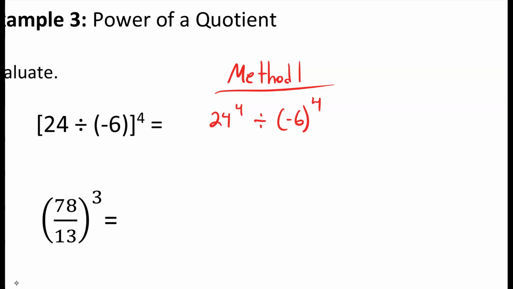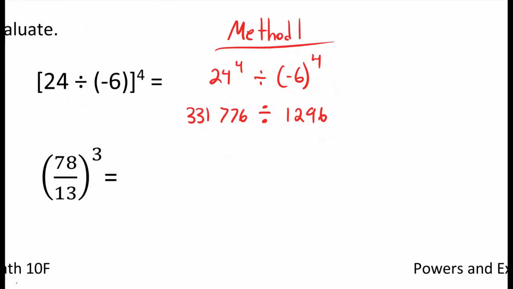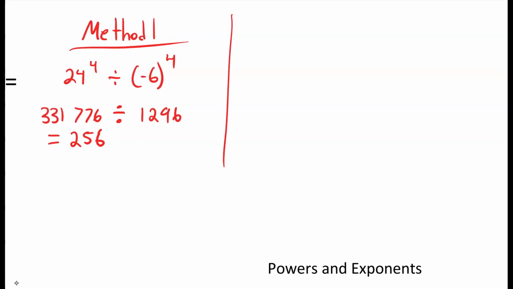To take this further, you have to do 24 to the power of 4, which is 331,776 divided by -6 to the power of 4, which is 1,296. Our last step that we have to do is evaluate for what we have, which is the 331,776 divided by 1,296, which gives us a final answer of 256. This is method 1.